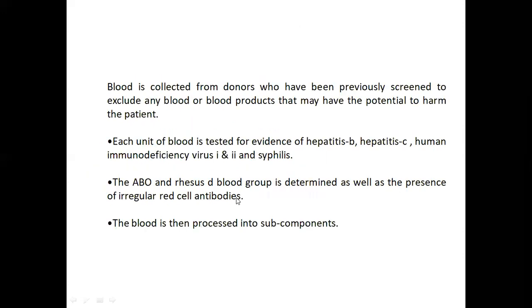The blood is collected from the donors who have been previously screened to exclude any kind of blood disorder that may be harmful for the patient. And the blood is tested for hepatitis B, hepatitis C, HIV, and syphilis. The ABO rhesus D blood group is also determined, and then the blood is processed into subcomponents.